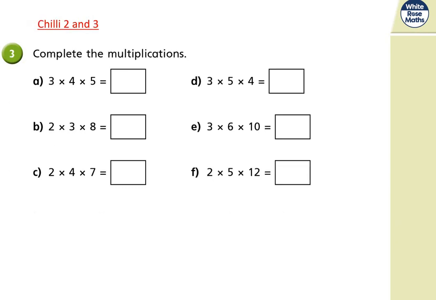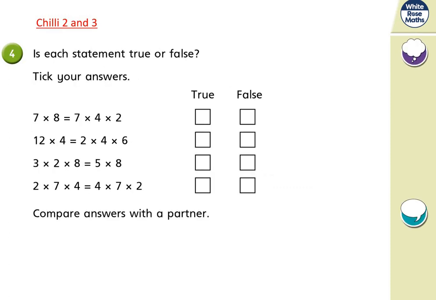Have a go. This question is suitable for chili 2 and 3. Complete the multiplications. Have a go and then move on when you're ready. Question 4 is suitable for chili 2 and 3. It says, is each statement true or false? Tick your answers. So have a look. Remember that equal sign is the same as, like a balance.